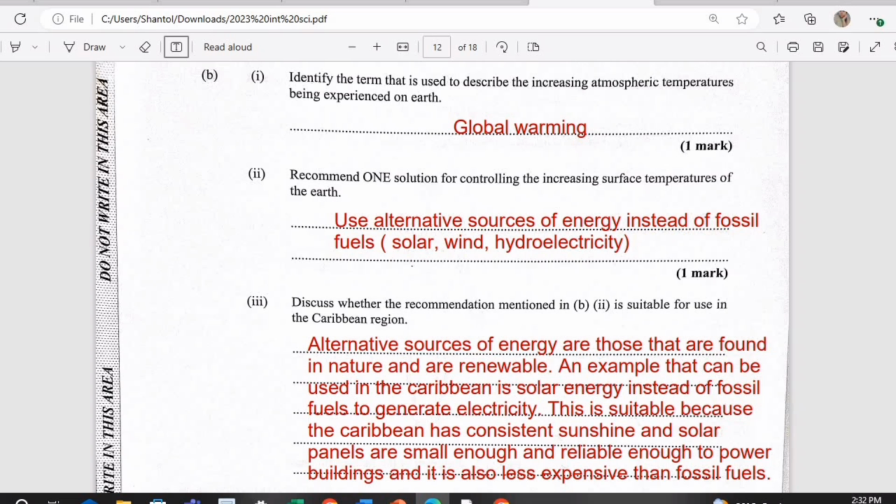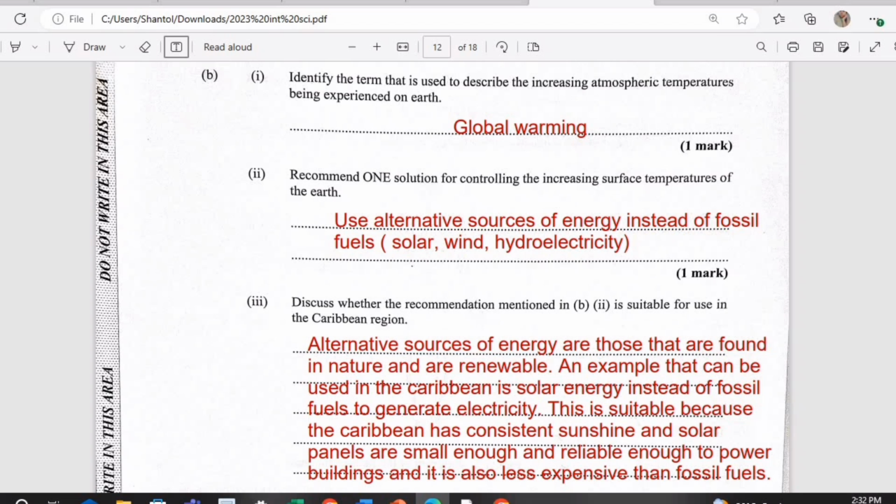So an alternative source of energy, I said, are those that can be found in nature and those that are renewable. An example that can be used in the Caribbean is solar energy instead of fossil fuels to generate electricity. This is suitable because the Caribbean has consistent sunshine and solar panels are small enough and reliable enough to power buildings, and it is also less expensive than fossil fuels.